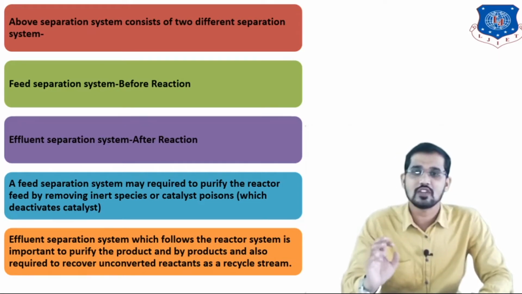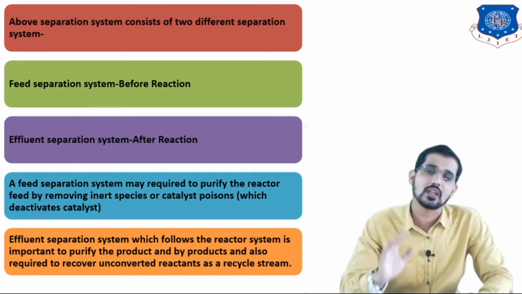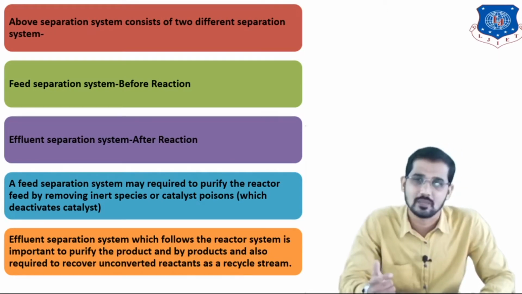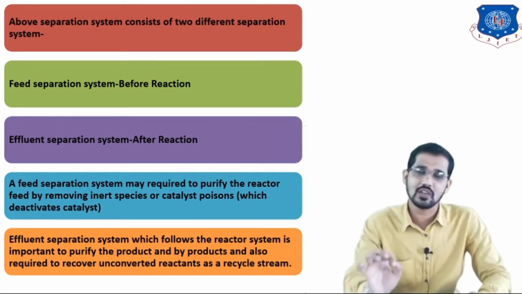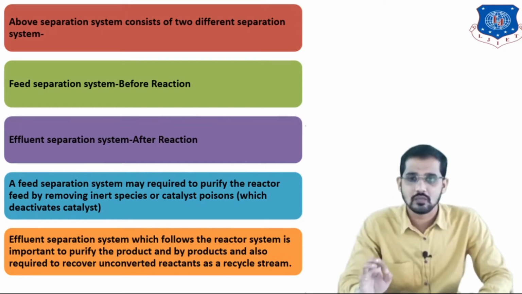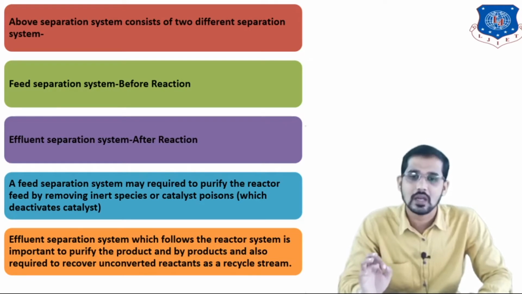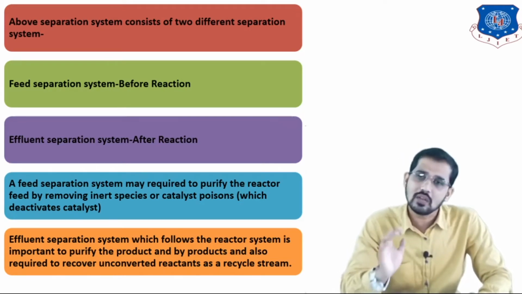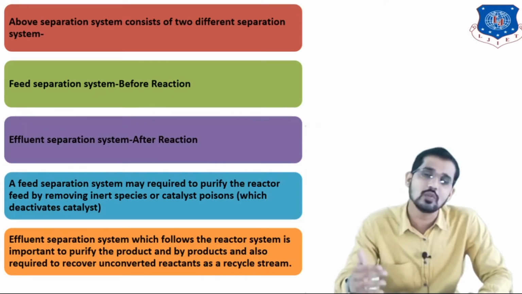After that, effluent separation system, which follows the reactor system. I told you we are using here effluent separation system after reactor system, and before that we are using their feed separation system. So what is the significance of effluent separation system? You can see on the screen. Effluent separation system, which follows the reactor system, is important to purify the product and byproducts, and also required to recover the unconverted reactants as a recycled stream. Means whatever the reactants which are unconverted, which we are using as a recycled stream to the mixer.